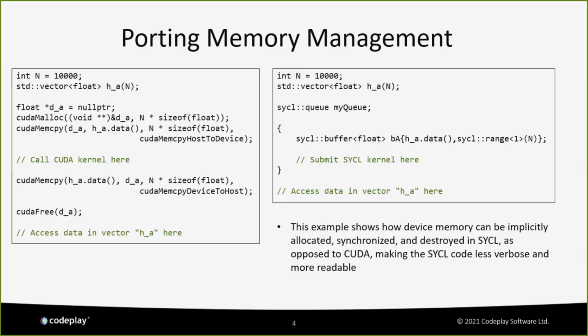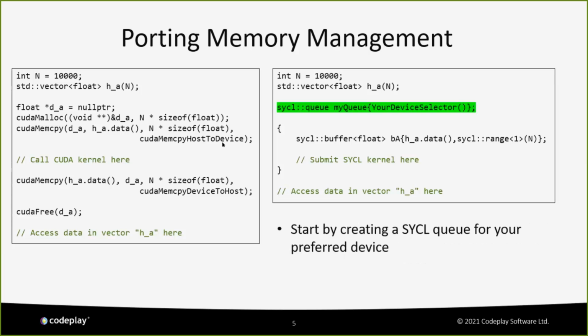So this is a basic example showing how device memory can be implicitly allocated, synchronized, and destroyed in SYCL. This is in opposition to CUDA, where you have to explicitly allocate, copy to device and copy back to host, and then free the memory. This makes the SYCL code much less verbose and more readable. So we start by creating a SYCL queue for your preferred device.